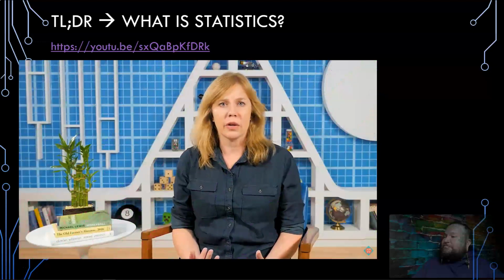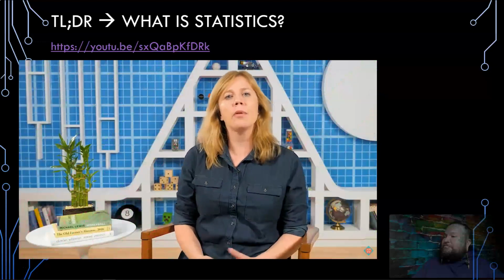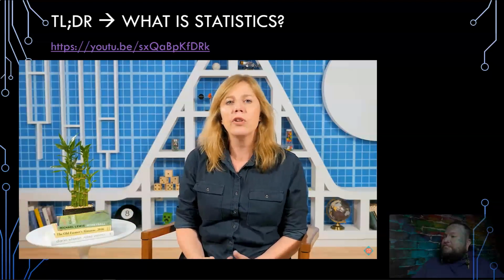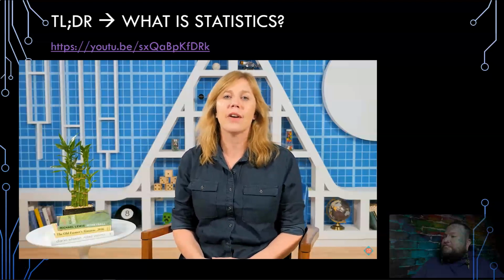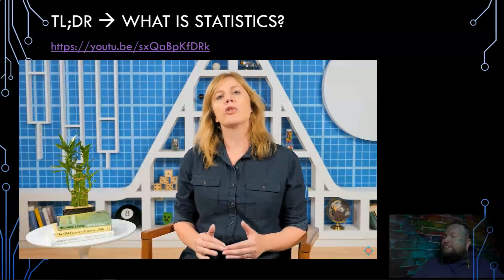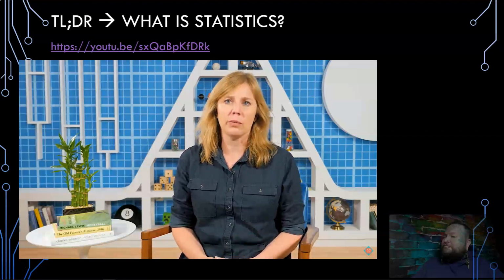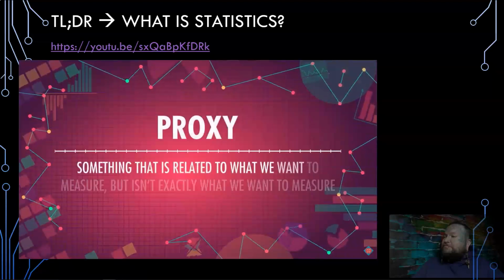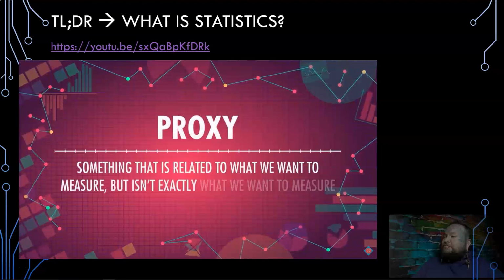Armed with the results of the survey, you could tell that the most common reason that people reported eating fast food was convenience, or that the average number of meals they eat out in a week is 5. But you're not truly measuring why people eat so much fast food. You're measuring what we call a proxy, something that is related to what we want to measure, but isn't exactly what we want to measure.